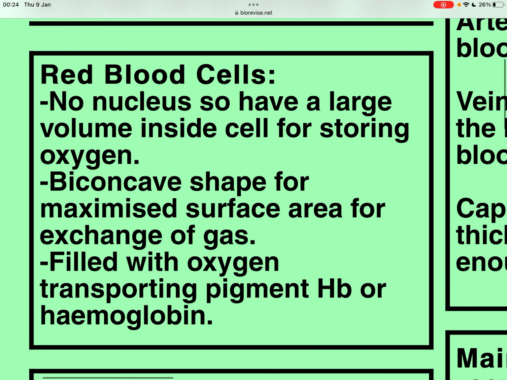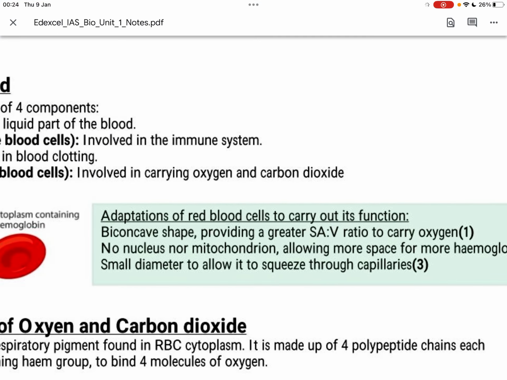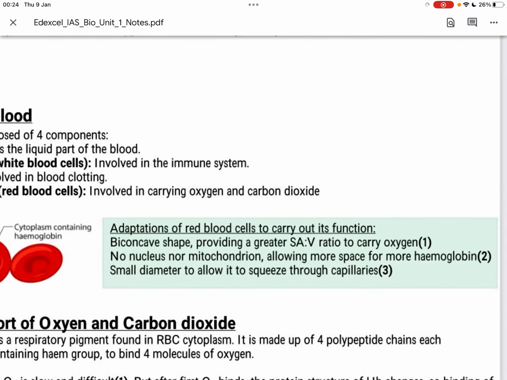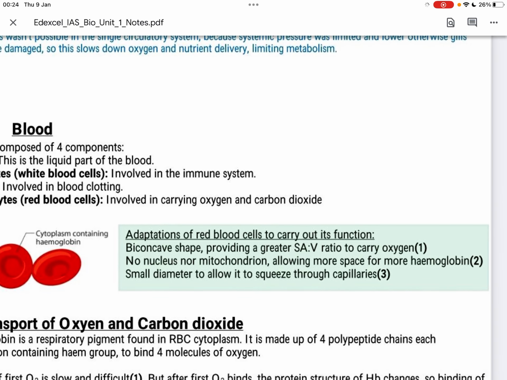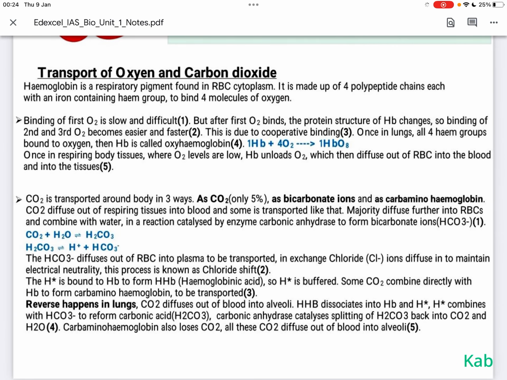No nucleus, so they still have a large volume inside the cell for storing oxygen, with a concave shape for maximized surface area for exchange of gas, filled with oxygen transporting pigment, Hb or hemoglobin. Adaptations of blood cells to carry out its function: concave shape, providing a greater surface area to volume ratio to carry oxygen. No nucleus, no mitochondria, allowing more space for more hemoglobin. Small diameter to allow it to squeeze through capillaries. Transport of oxygen and carbon dioxide.